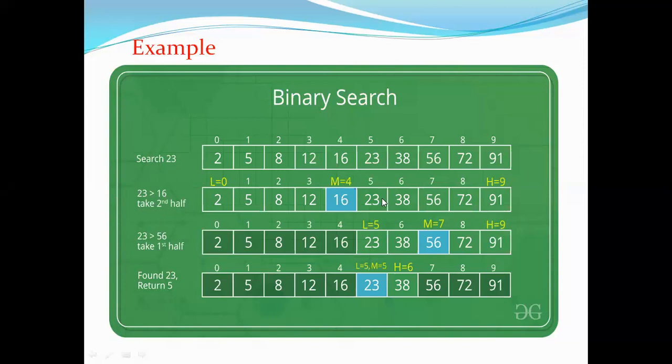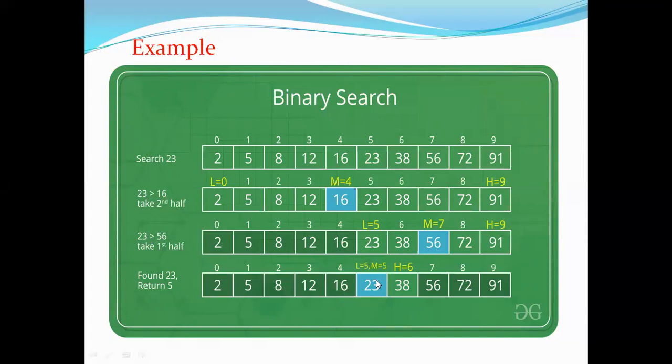Then modify low equal to middle plus 1. Middle value is 4, 4 plus 1 is 5. Now high is 9. 5 plus 9 is 14, 14 by 2 is 7. Middle element is 56, key is 23. Both are not equal, so again we check whether it is greater than or less than. Is 23 greater than 56? No. Here there is a mistake: 23 is less than 56.